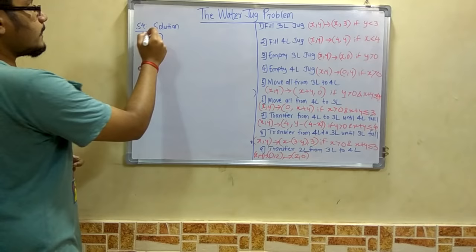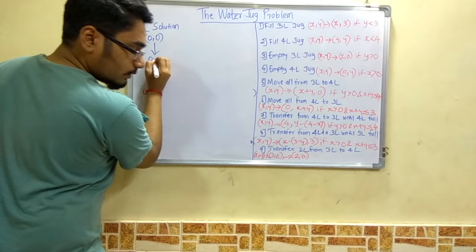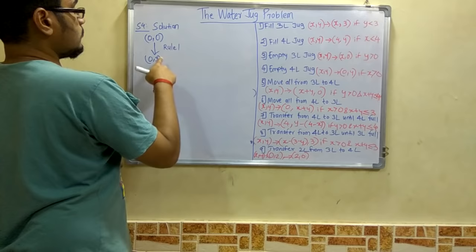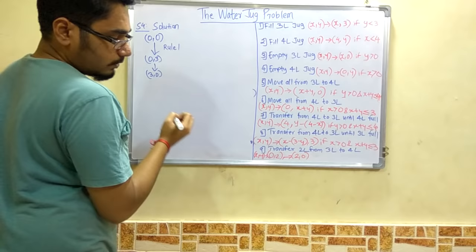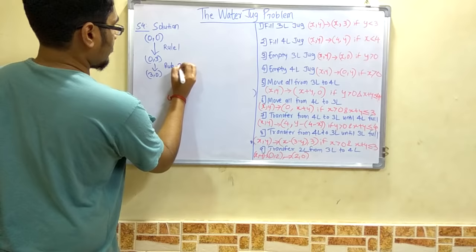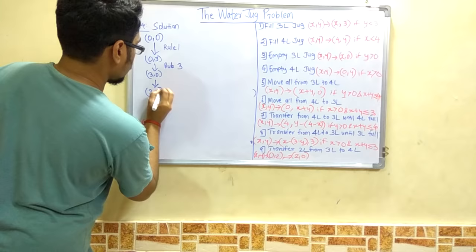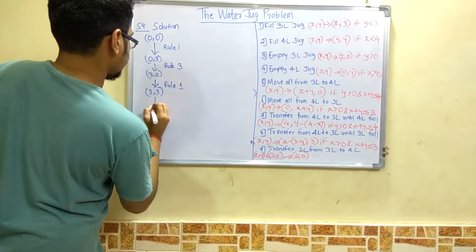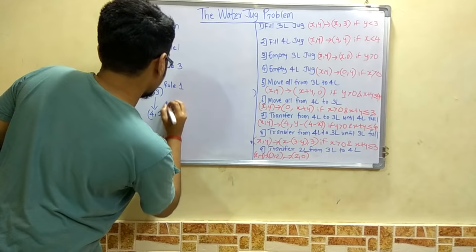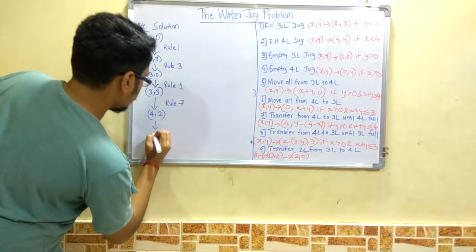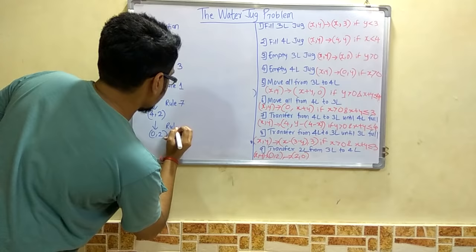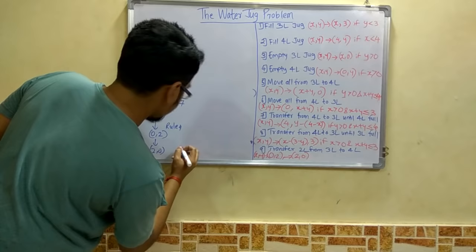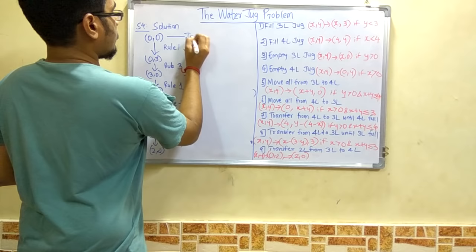Forwarding to this, that is 0, 3, we apply rule 1 here. Next is 3, 0, we apply rule number 3. We get 3, 3, that is rule number 1 again. Next is 4, 2, that is rule number 7. Next is 0, 2, that is rule number 4, and finally we reach the goal state, that is 2, 0, that is rule number 9. So this is the initial state and this is the goal state.